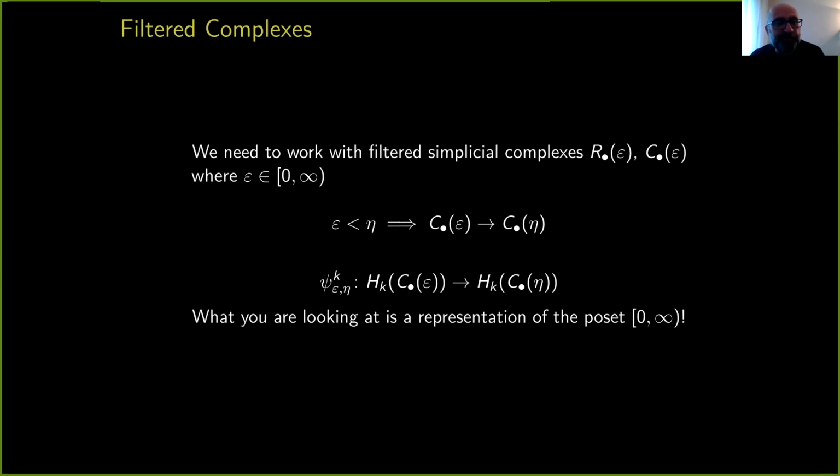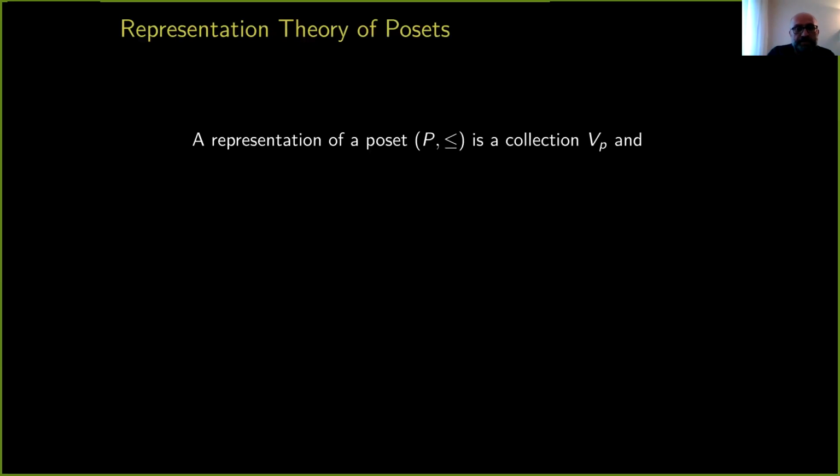Okay, so here we've been dealing with computational geometry. We've been dealing with simplicial complexes, homotopy and homology. Now let's look at some algebra. So what is a representation of a poset? A representation of a poset, let's do vector spaces. The representation is a collection of vector spaces together with connecting homomorphisms whenever I have two comparable elements in the poset P.